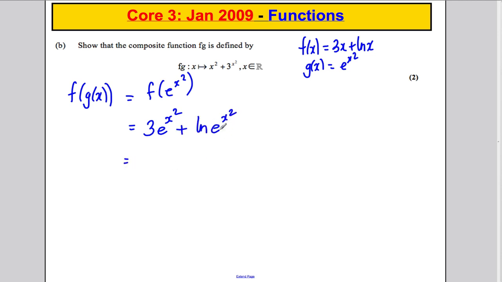Well, ln e to the x squared is just x squared, so this is 3e to the x squared plus x squared, which is what we're asked for, x squared plus 3e to the x squared.